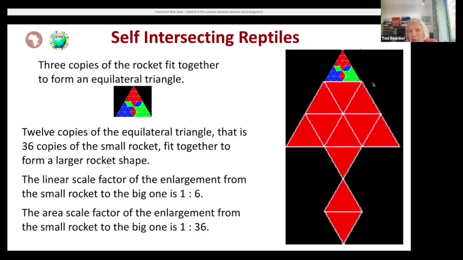So if we can fit 3 little rockets into each triangle, each red triangle here below can also have 3 little rockets in it, and so we can fill this bigger rocket with lots of smaller rockets. And there's 1, 2, 3, 4, 5, 6, 7, 8, 9, 10, 11, 12 triangles here, each with 3 small rockets inside. So there are 36 small rockets that can fill this larger rocket. So the area scale factor is 36, and the linear scale factor is 6. 1 to 6, 1 to 36.